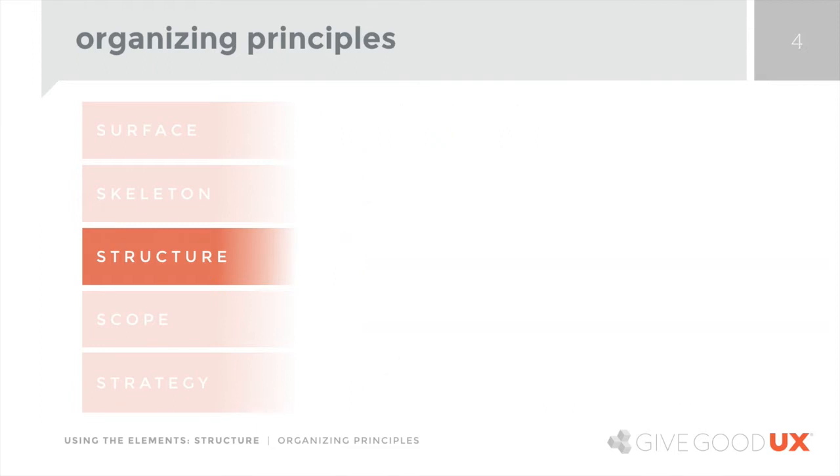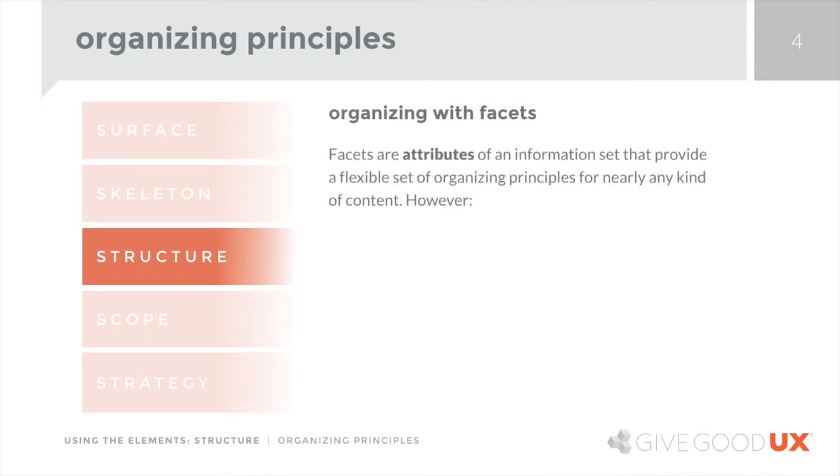In a general sense, these attributes, these organizing principles that we're talking about, are facets. Facets are attributes of an information set that can provide a very flexible set of organizing principles for just about any kind of content. But as we just illustrated, using the wrong facets can sometimes be worse than using none at all. What we see a lot of is sites or apps that position every conceivable facet as an organizing principle. And we say, okay, well, we'll let the users pick what's important.